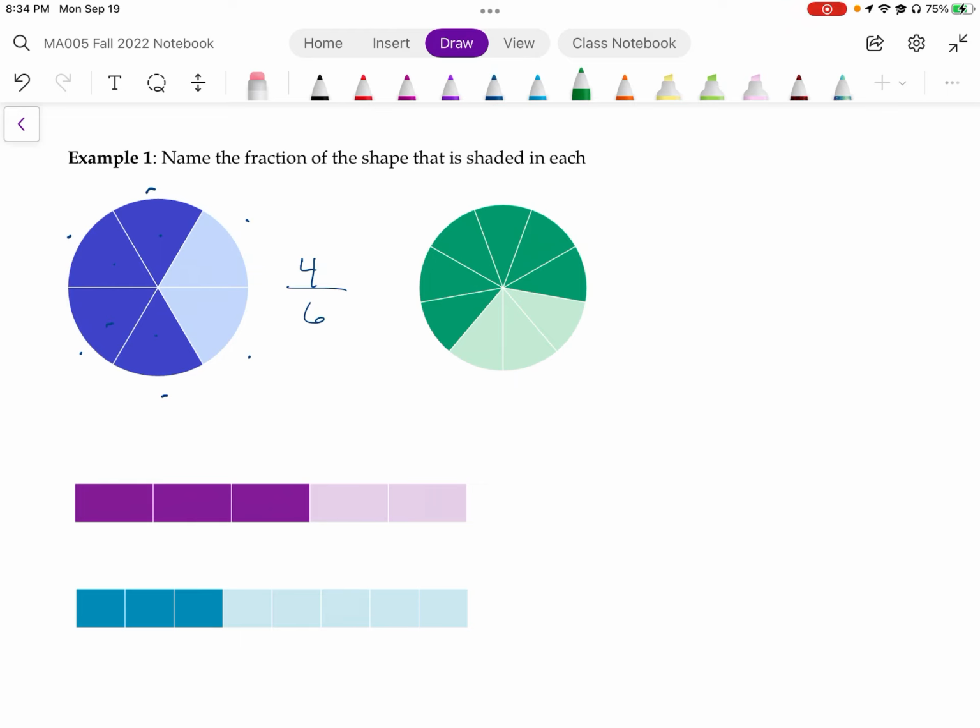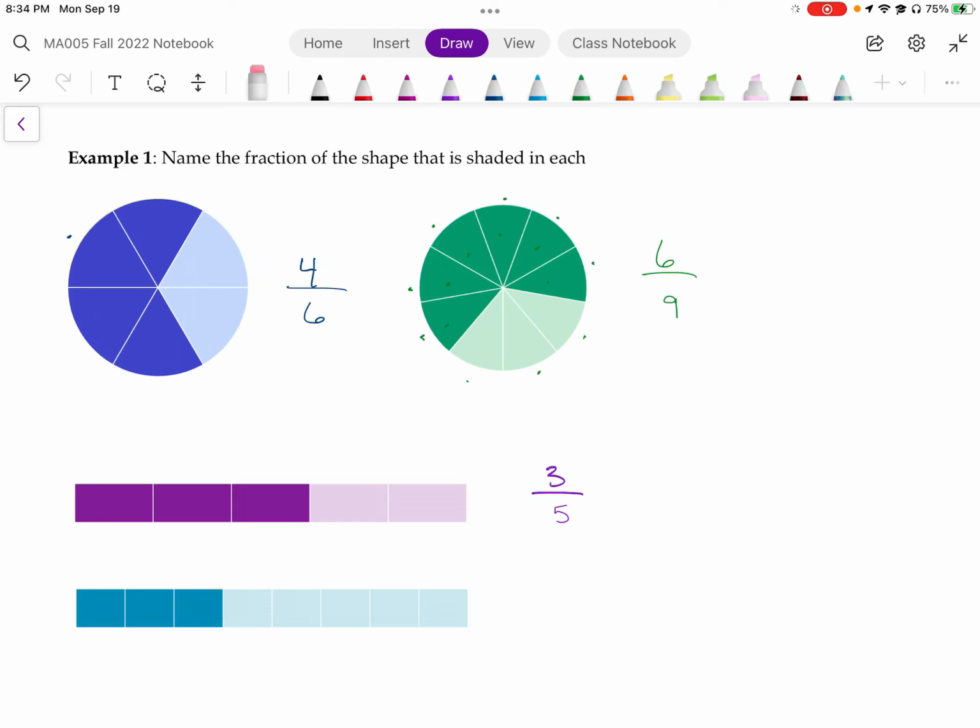All right, the next one, how many parts are there? 1, 2, 3, 4, 5, 6, 7, 8, 9. So there are 9 total parts, and 1, 2, 3, 4, 5, 6 of them are shaded. So that represents 6/9. All right, this purple one down here, we've got 1, 2, 3, 4, 5 total parts. How many are shaded? 1, 2, 3 are shaded. So that represents 3/5. I'm going to erase all my dots so it's not quite so messy.